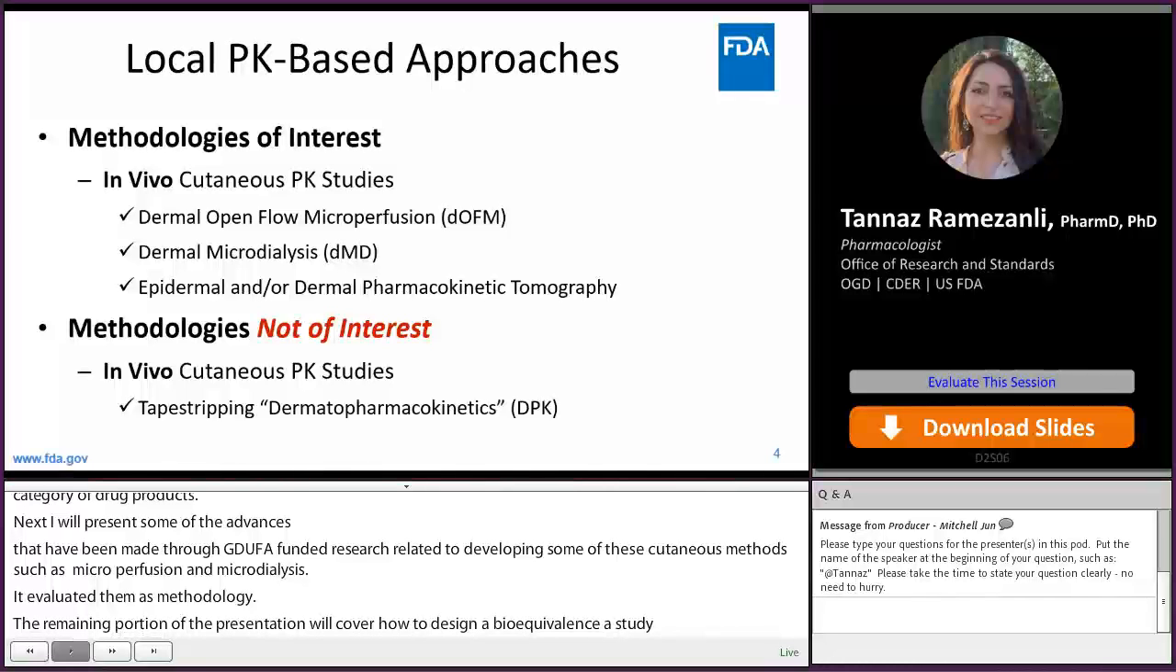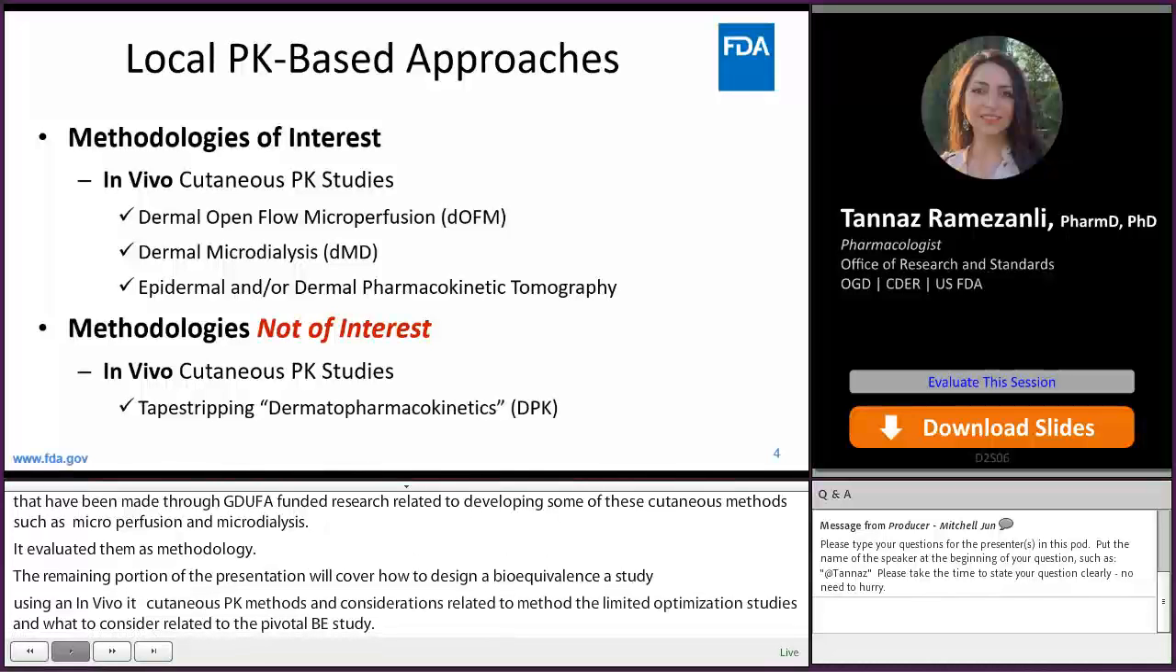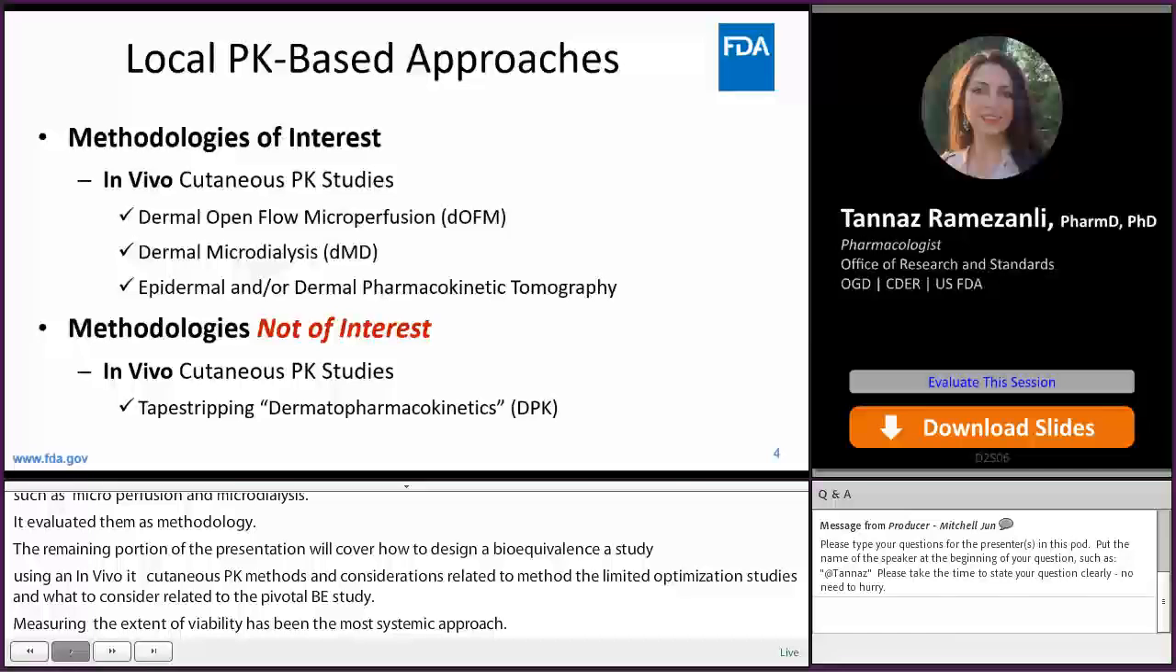Measuring a drug's rate and extent of bioavailability has been the most efficient BE approach for systemically administered drug products. During GDUFA, the agency has funded research related to cutaneous PK methods to support the development of more efficient pathways for approval of topical drug products that can be based on comparing their local bioavailability.